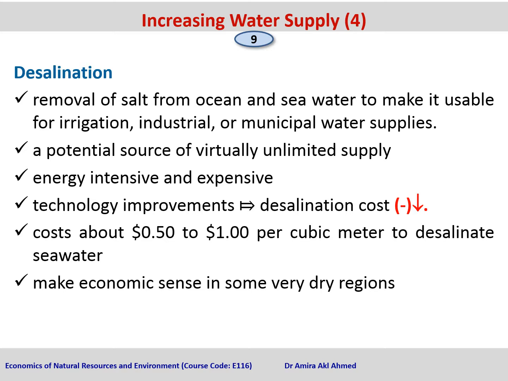Desalination is the third way of increasing freshwater supply. It could be defined as the removal of salt from ocean and seawater to make it usable for irrigation, industrial, or other water supplies. Thus, desalination has appeal as a potential source of virtually unlimited supply.